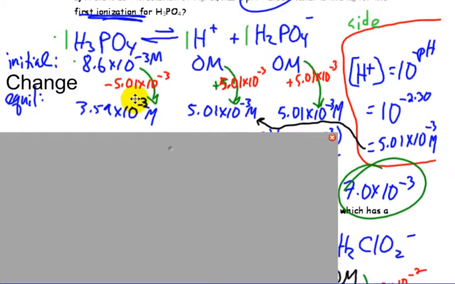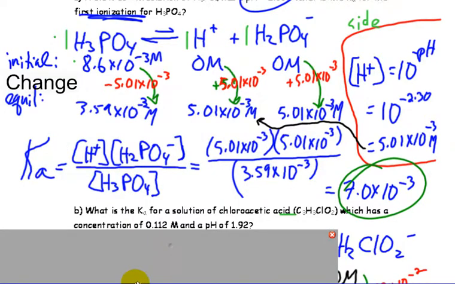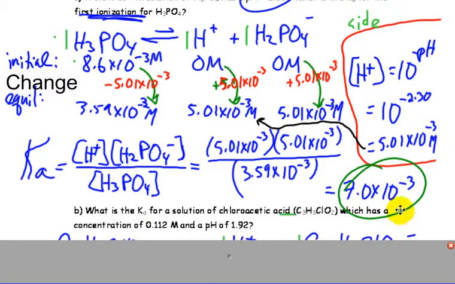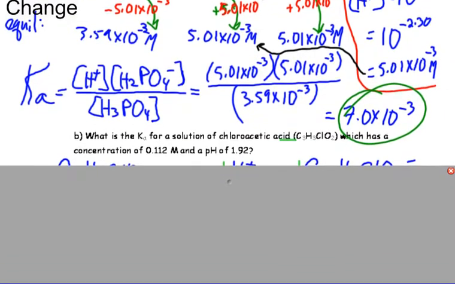So I know the equilibrium concentrations of H2PO4 minus and H3PO4, so I can figure out the Ka, the acid constant, products over reactants. As you can see here, I know the product values, the reactant values, and then we get that, 7.0 times 10 to the minus 3. Okay, so maybe pause the video and I'll get you to try part B.